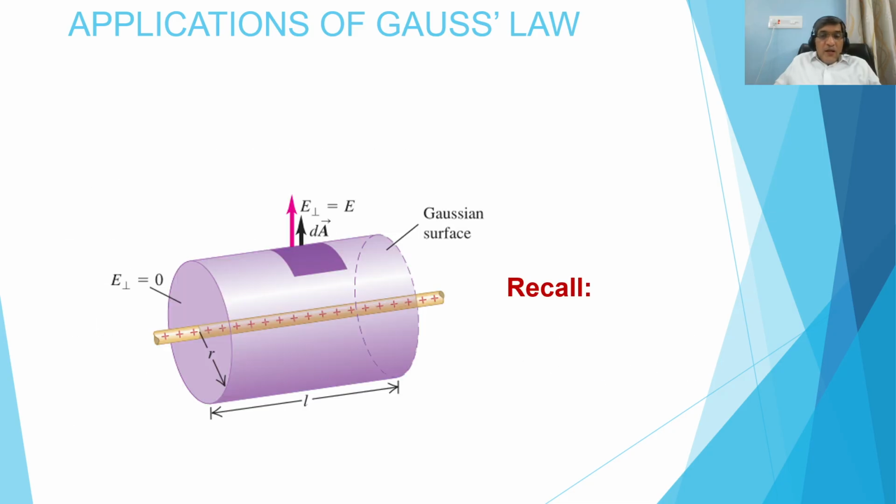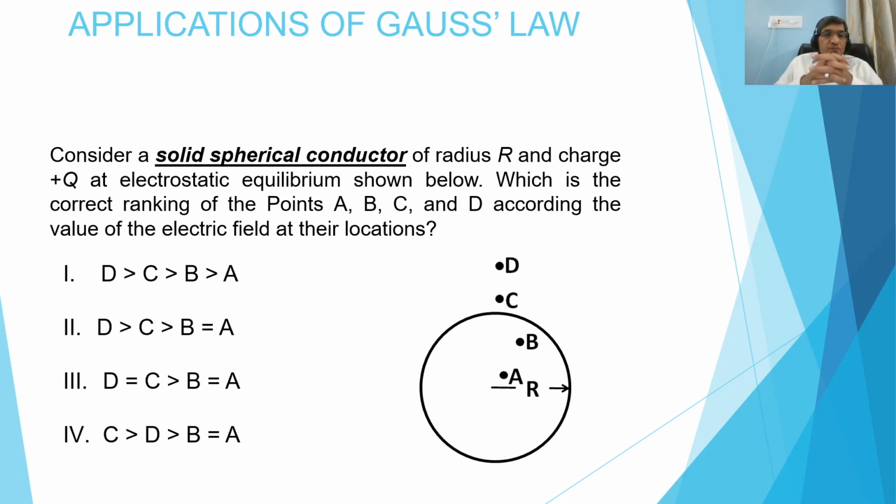So here is another question for you. Basically, consider a solid spherical conductor, the same as in the previous question. It is solid, so the electric field inside it, up to the radius, is equal to 0.